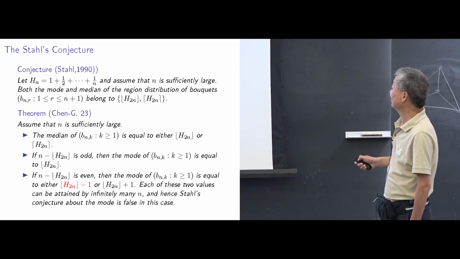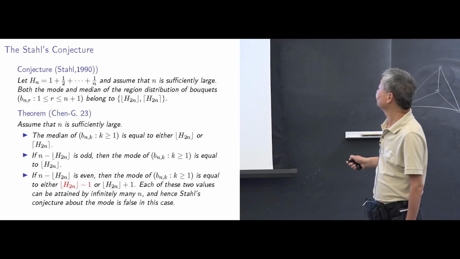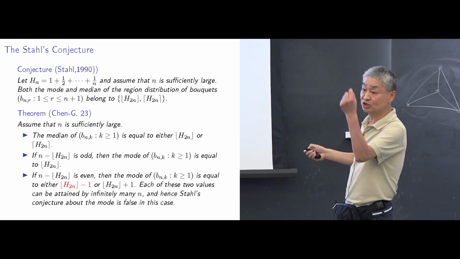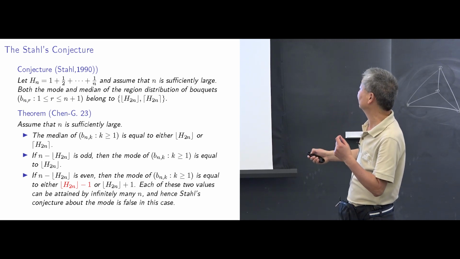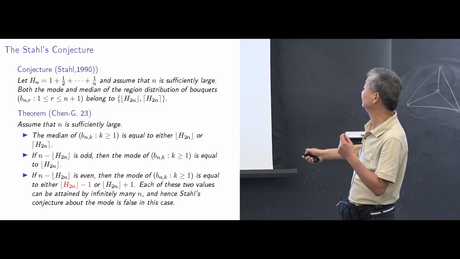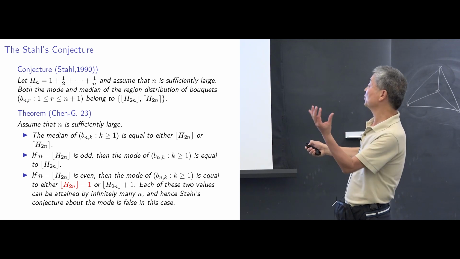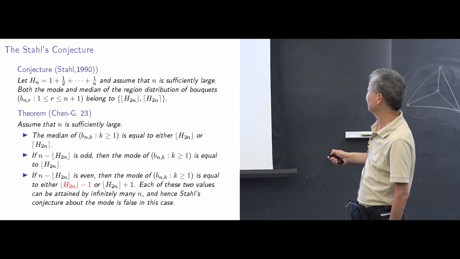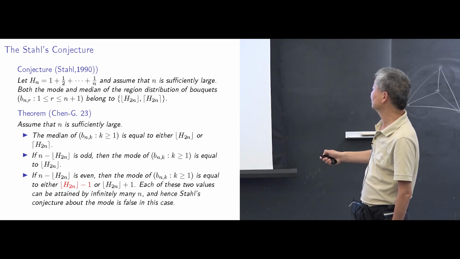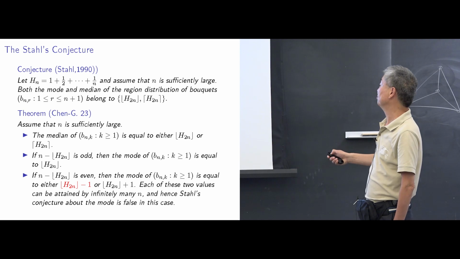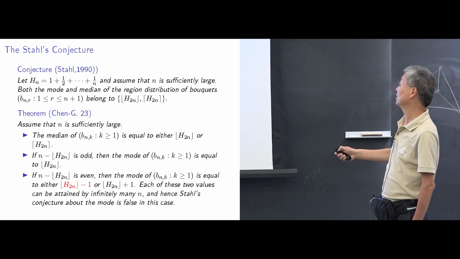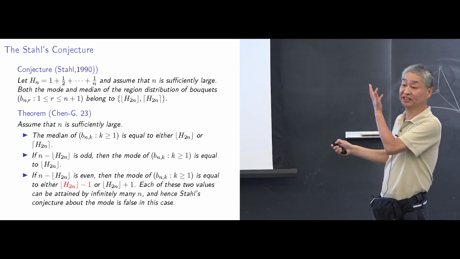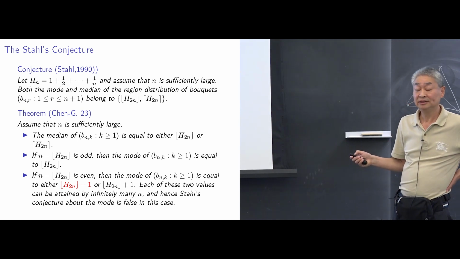if you look at the mode, where the maximum occurs of this number, and the mean, where the middle occurs, Stoll conjectured that both the mode and the mean should be just one distance away from this harmonic number. Either you round it down or round it up, okay?